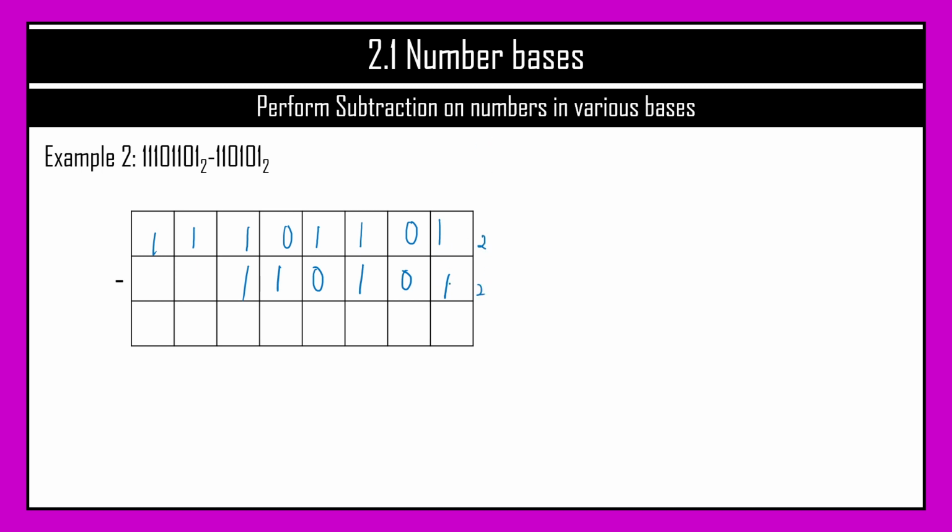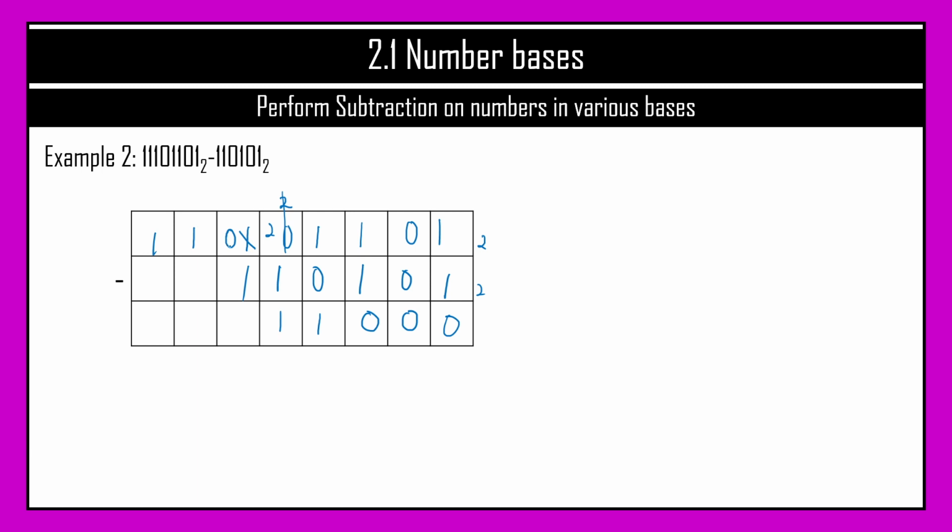So let's see, 1 minus 1 is easy, 0. 0 minus 0, you get 0. 1 minus 1 is 0. 1 minus 0 is 1. Now we have 0 minus 1. So 0 minus 1, okay, you need to borrow 1 from the other side. So if I borrow 1, it will be left with 0. What happens here is, okay, 2 plus 0, so I'm going to get 2. So 2 minus 1, we are going to get 1.